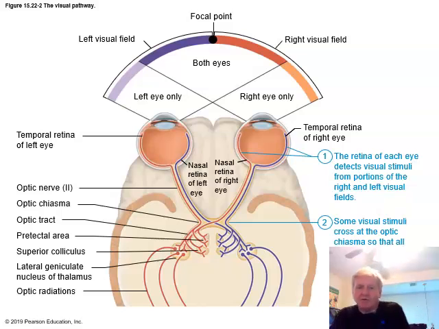So you have some visual stimuli crossing at the optic chiasma, so that all stimuli from the right visual field over here on the right side are processed by the left hemisphere. And the stimuli from the left visual field on the left side are going to be represented by the right hemisphere. That's when you have the blue optic radiations going to the occipital lobe, colored blue, because they represent that area in the left visual field.